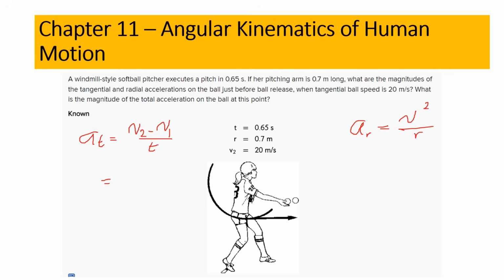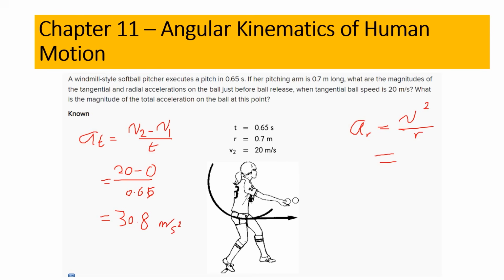When the tangential ball is 20 meters per second, so that is our final. So that's 20 minus 0, because she starts from 0, and over the time, which is 0.65, right? And if you do this, you will get 30.8 meters per second squared. That's the tangential acceleration.